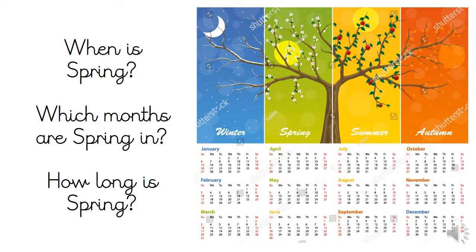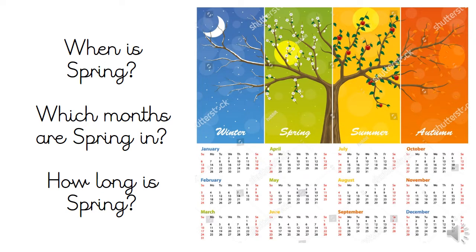Okay, what did you notice about all the seasons? Now we're going to talk very briefly about it. In winter, the tree is bare, it's got no leaves. In spring, it's got flowers or blossom on the tree. In summer, it's got leaves and some fruit. And what happens in autumn? All the leaves fall off the tree.